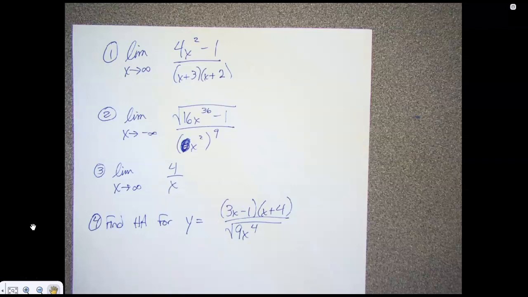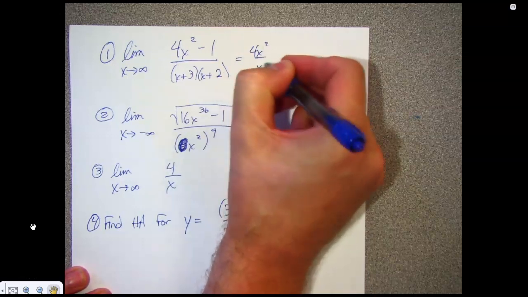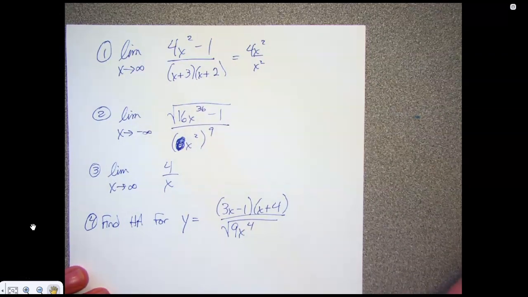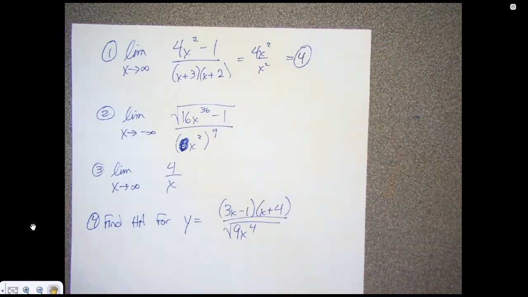So the way you write your answer matters, and it depends on the way the question is phrased. Like in number one, if I said, what is the limit? So first of all, the math, this would be 4x squared over x squared, right? Just look at the higher power. So if I said, what is the limit? Your answer is 4.